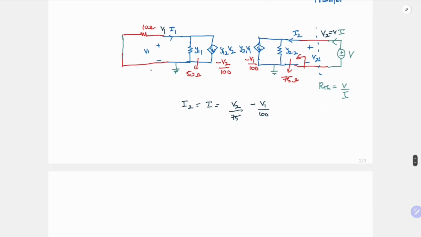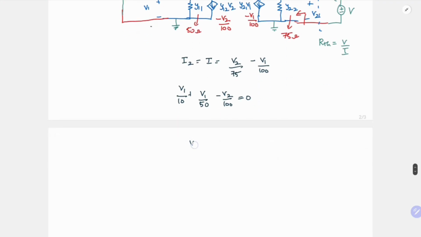So what we have here, V1 by 10 ohm plus V1 by 50 minus V2 by 100 equal to 0. Just KCL I'm writing, okay. So now V1 into 5 plus 1 by 50 is equal to V2 by 100. So V1 into 6 by 50 is equal to V2 by 100. So this is 2 times. So V1 is nothing but V2 by 12.